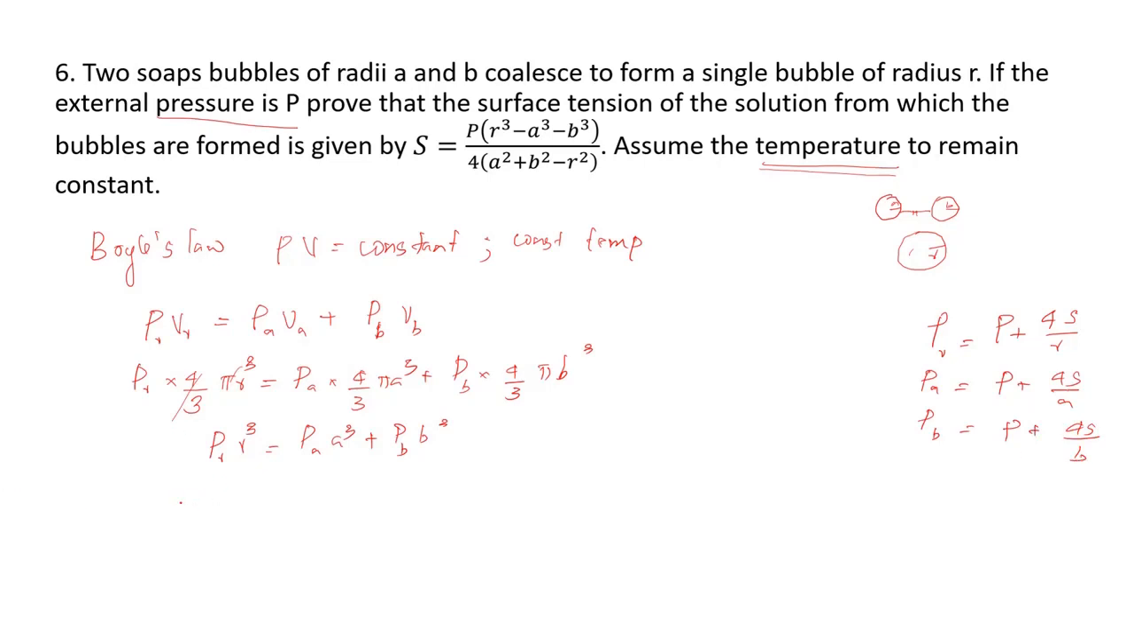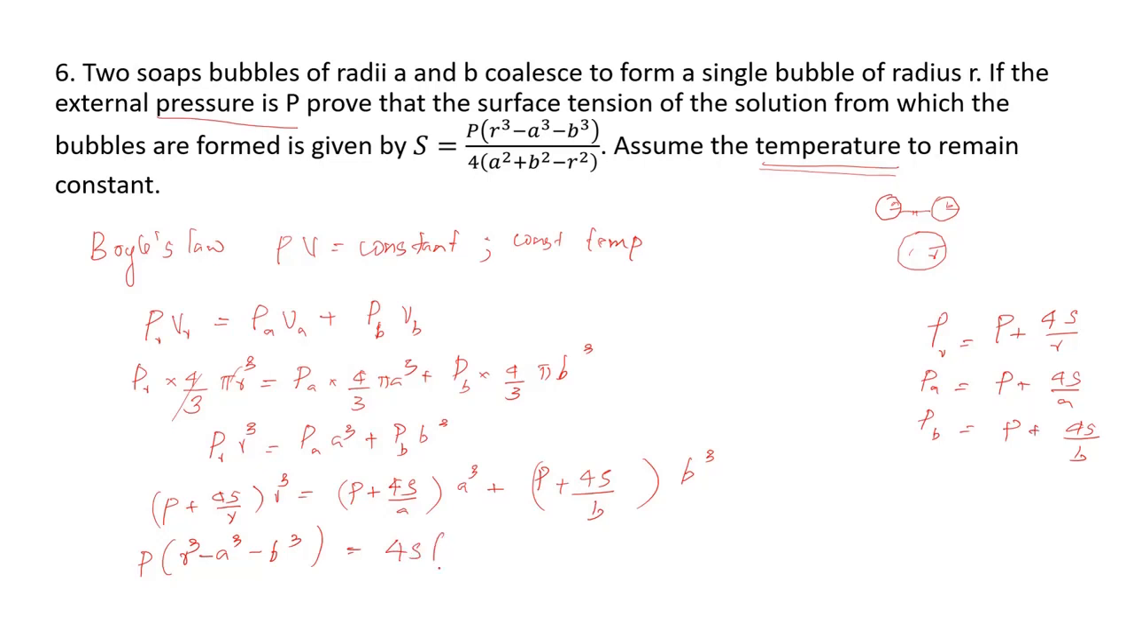Substituting for this, we will get P plus 4S by R into R cube is equal to P plus 4S by A into A cube plus P plus 4S by B into B cube. On opening and rearranging, we will get P into R cube, minus A cube and minus B cube, and getting all the other terms to the next side, that is 4S into A cube plus B cube minus R cube.